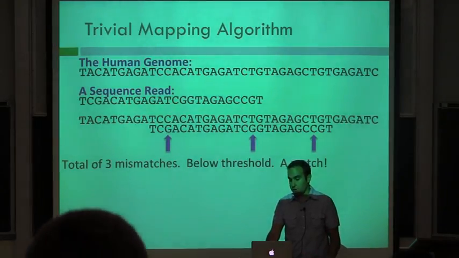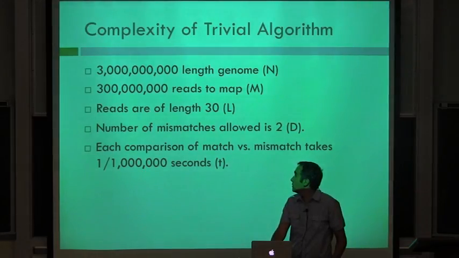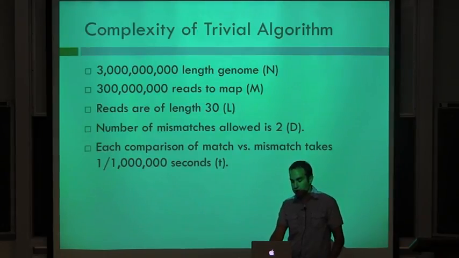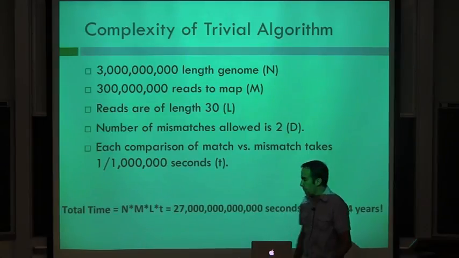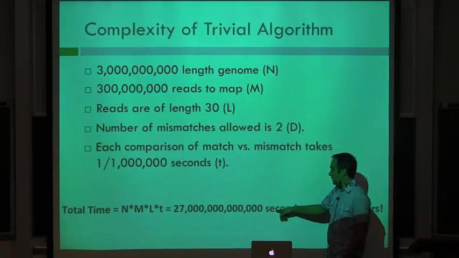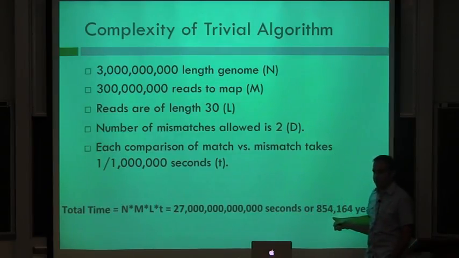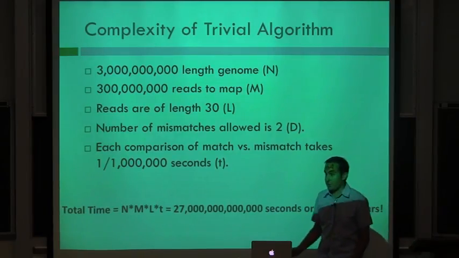Yeah, it takes forever. So let's look at how long it will take. The genome's 3 billion, 300 million reads. Reads are like 30. The number of mismatches. And let's say your computer can check a match versus a mismatch in one millionth of a second, like a million matches a second. So the total time will be n times m times l times t, which is like 27 quintillion seconds, which is about 854,000 years. So that's not going to work.